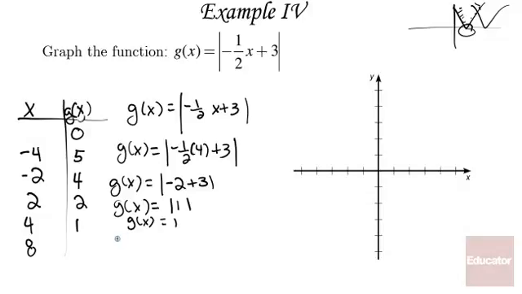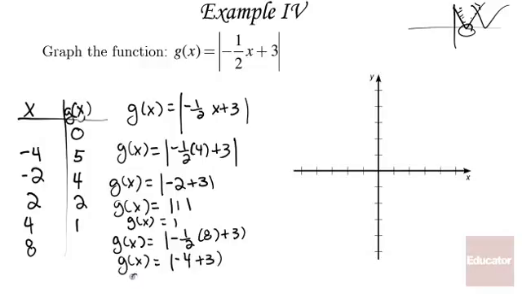Another point I could pick, a bigger point just to make sure I have plenty of points on here, would be 8. So g of x equals the absolute value of negative 1/2 times 8 plus 3. So g of x equals the absolute value of negative 4 plus 3. So g of x equals the absolute value of negative 1, which is also 1.